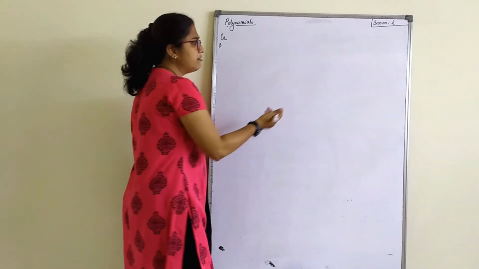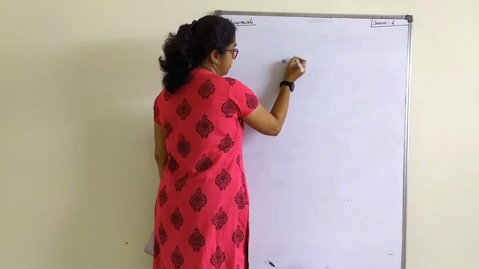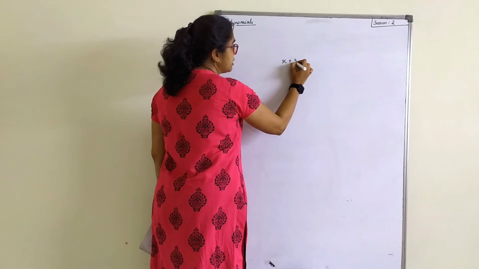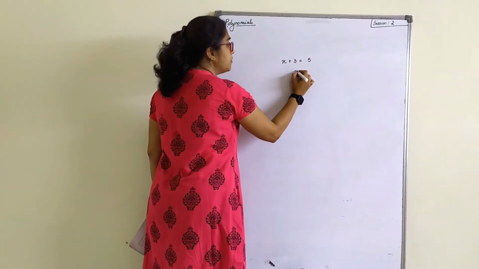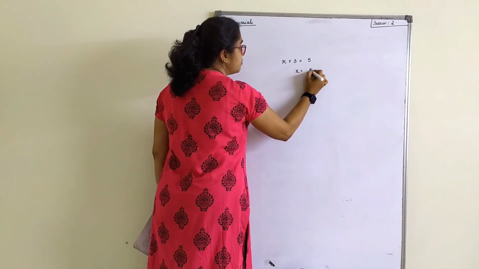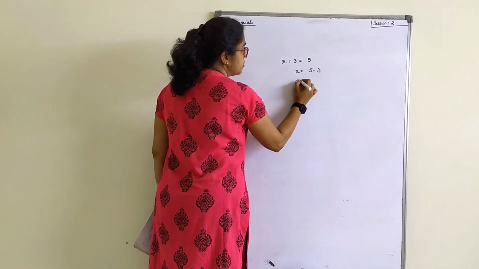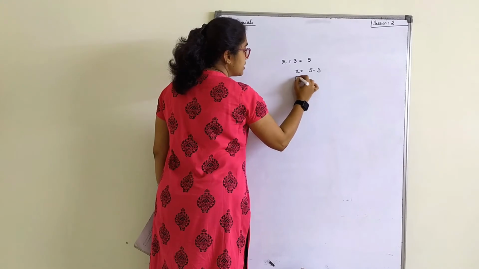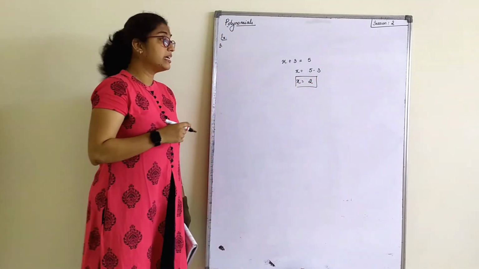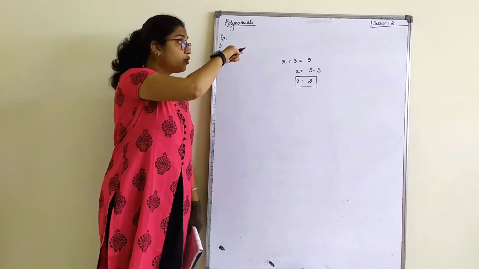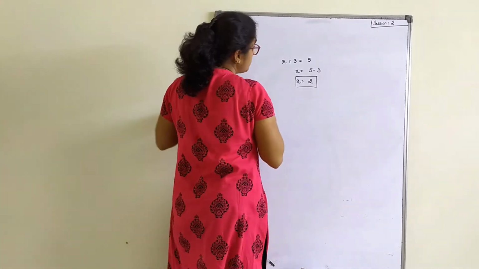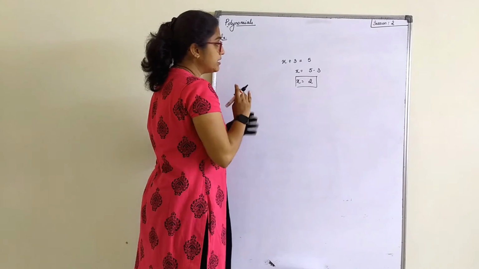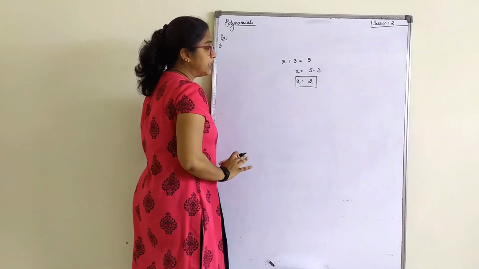Now, for example, randomly I will just take a sum. That previous sum only I will take. x plus 3 is equal to 5. If I give you this, you will write that x is equal to 5 minus 3. So x is equal to 2. The x value is 2 here. That means 2 is the zero of the linear polynomial. Correct? Okay. So we know that 2 is the zero of the given polynomial.